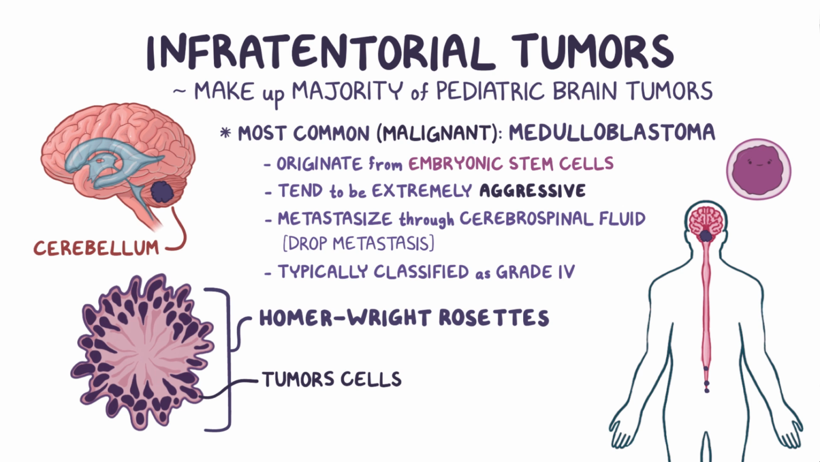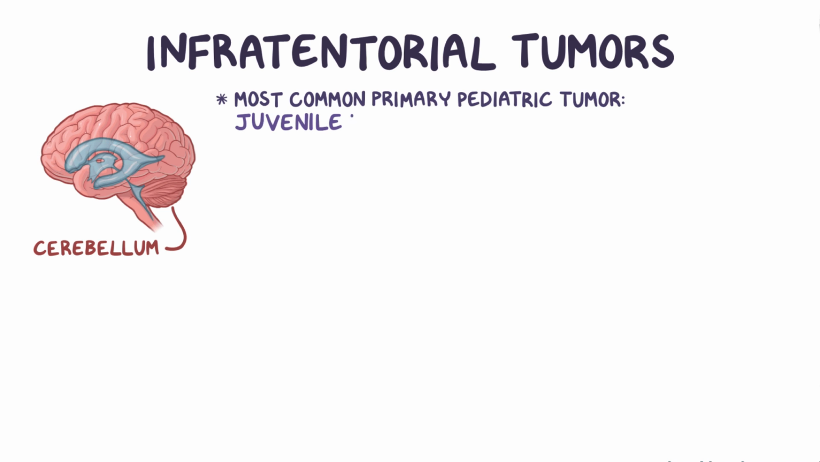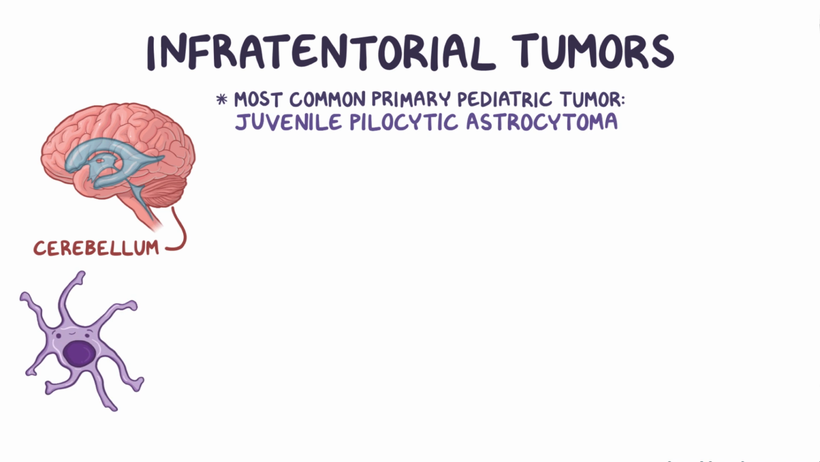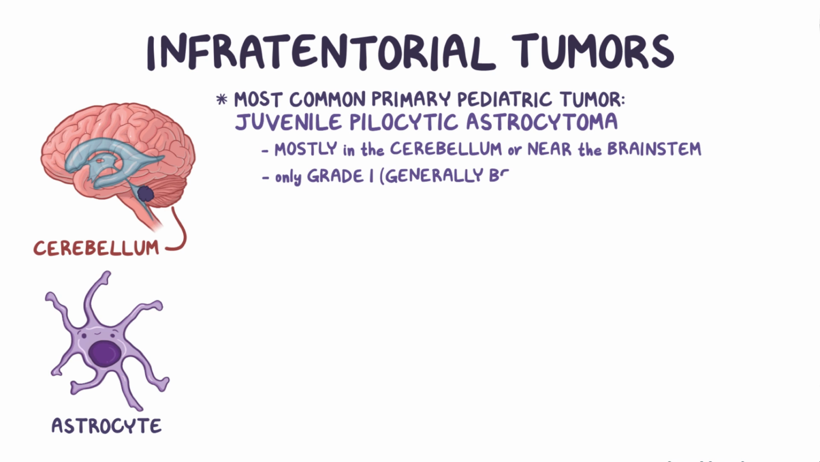While medulloblastoma may be the most common malignant tumor, the most common primary pediatric tumor is a type of astrocytoma called a juvenile pilocytic astrocytoma. Because astrocytes are found throughout the brain and spinal cord, astrocytomas can form throughout these locations. But juvenile pilocytic astrocytomas are mostly infratentorial tumors in the cerebellum or near the brainstem. And while astrocytomas can be graded 1 through 4, juvenile pilocytic astrocytomas are only grade 1 because they're generally benign and slow growing.